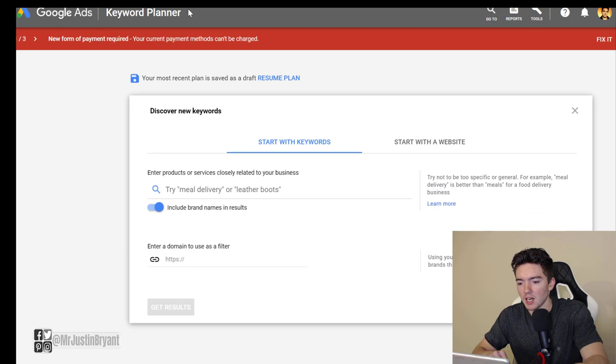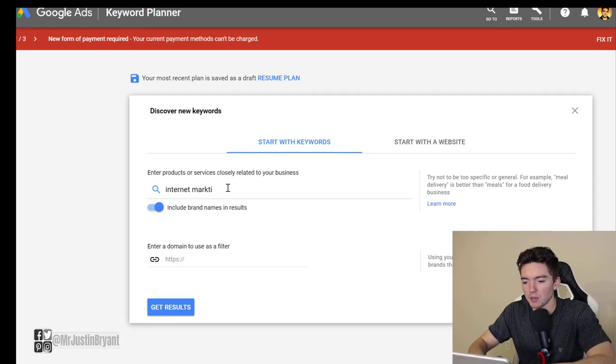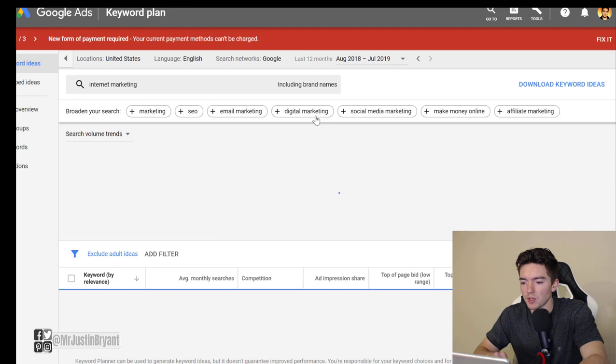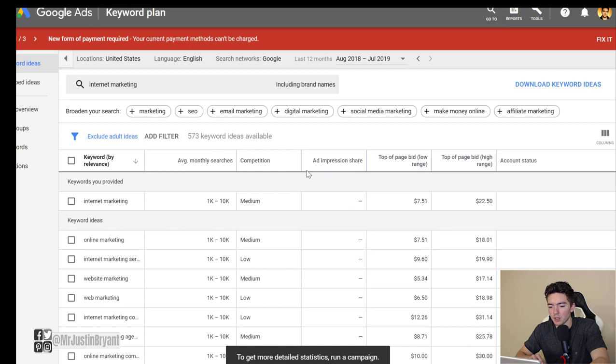And another thing you can do is use the Google AdWords keyword planner. So this is at ads.google.com. They have a keyword planner here where if you type in different keywords, let's say you typed in internet marketing just as an example, and you click get results. So it will tell you an idea of how competitive that keyword and related keywords to that are, the average monthly searches, and the bid amount.